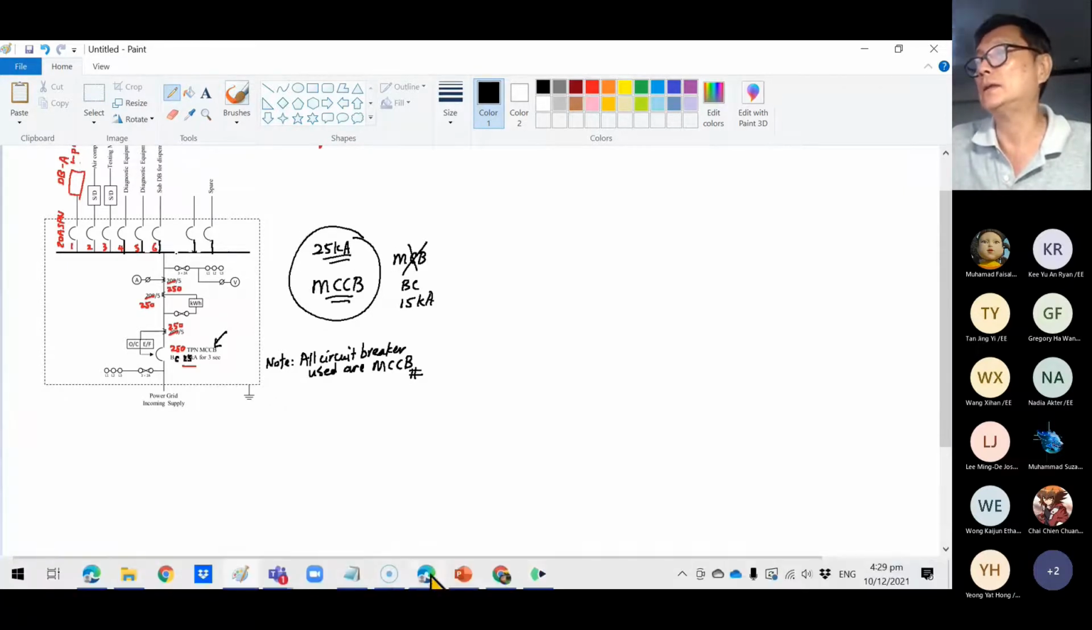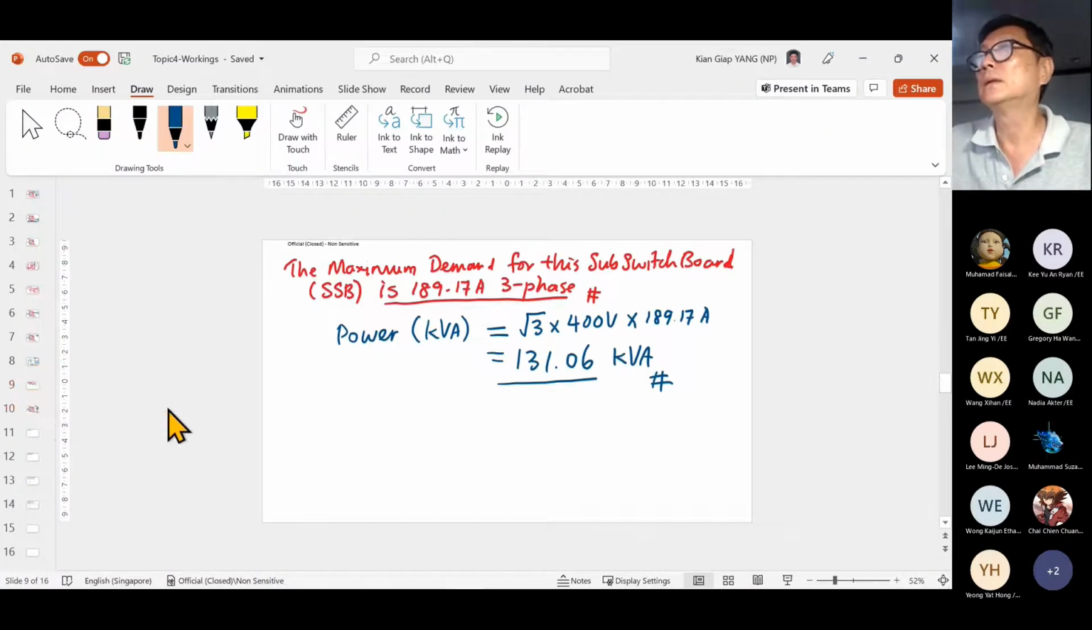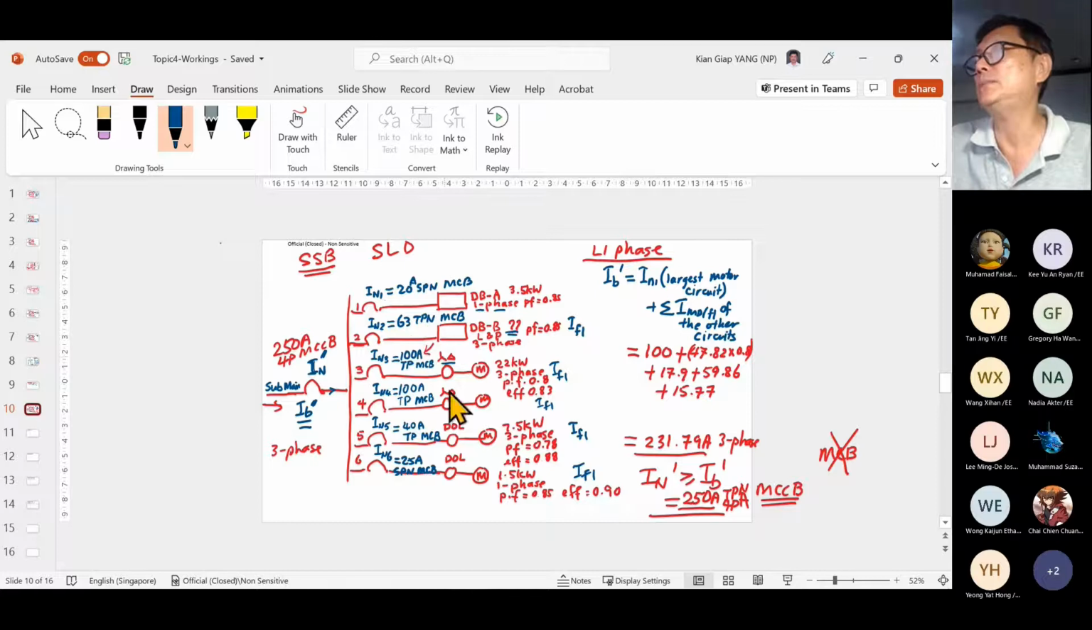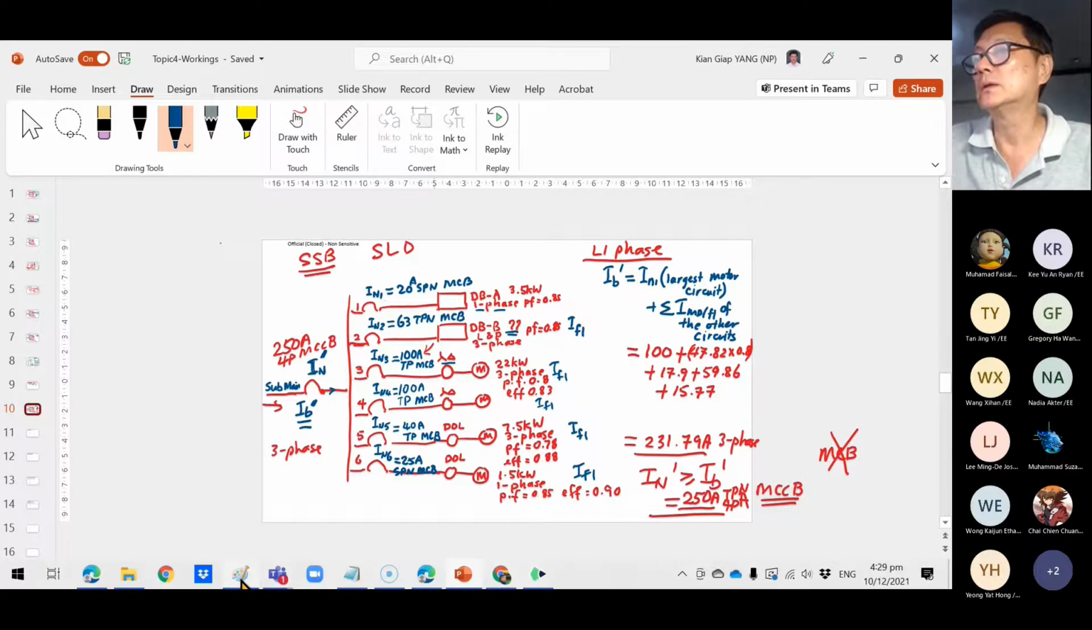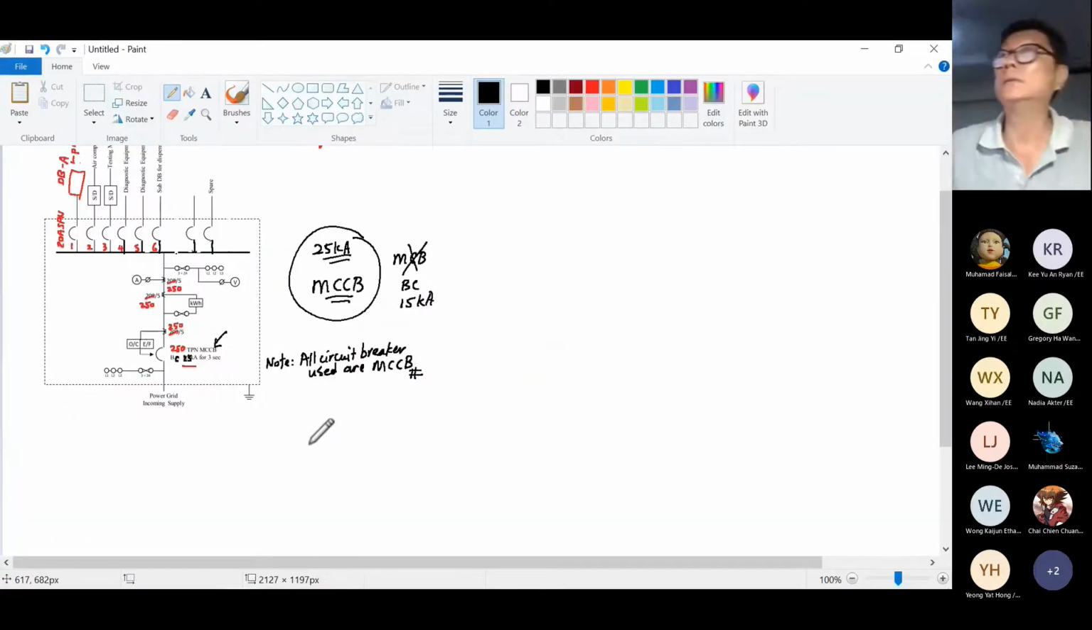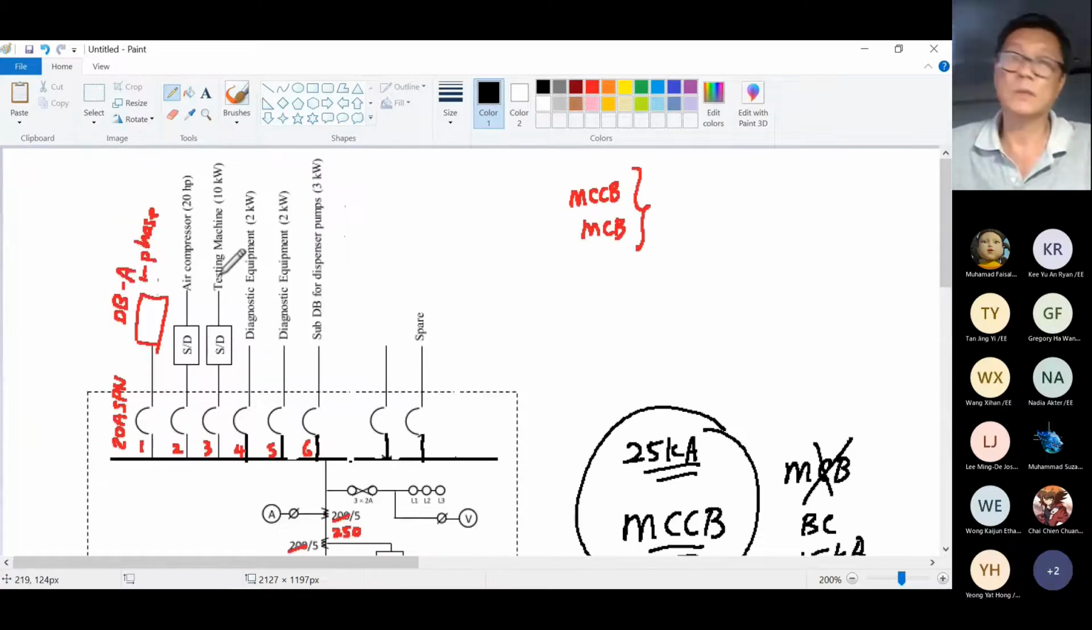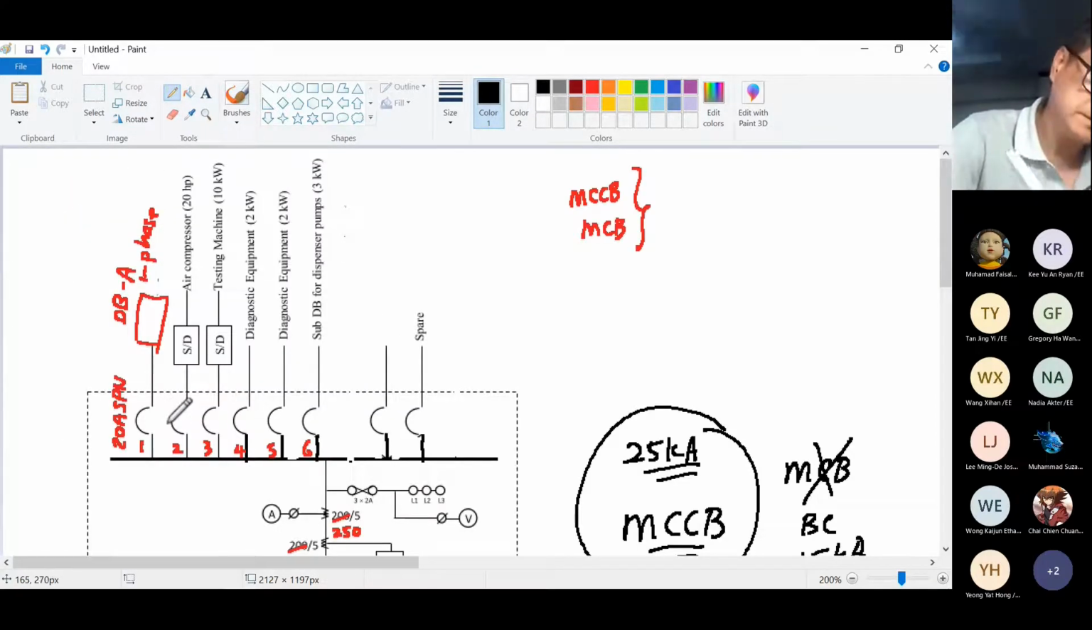Right? Then I look at the other circuit. Circuit number 2 is 63 ampere TPN. So I cannot use MCB, so I must use MCCB. So my second one is 63 ampere TPN. But this one is not a motor circuit. This is a dB again. So I need to draw a dB inside here. So this one is dB.